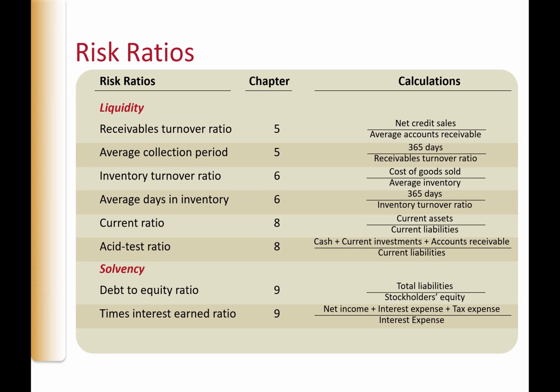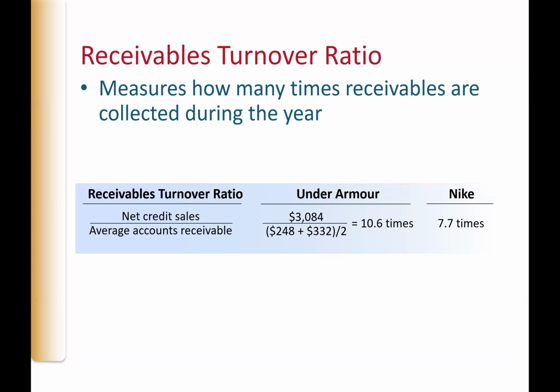Solvency ratios deal with, is this company going to remain in business? Do they have the means to continue as a going concern? Debt to equity, the total liabilities divided by stockholders' equity. And then the times interest earned ratio. Take the net income and the interest expense and tax expense and divide that by your interest expense.